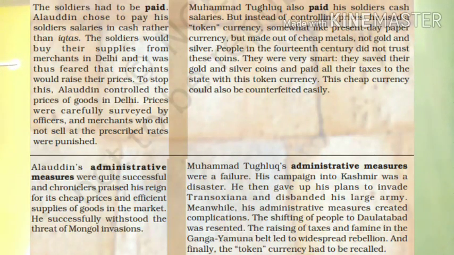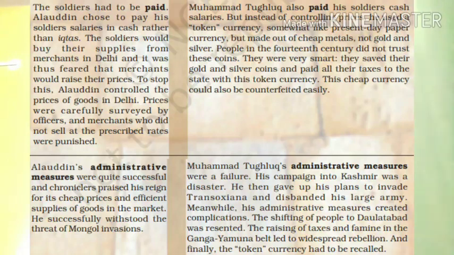People in the 14th century did not trust these coins. They were very smart. They saved their gold and silver coins and paid all the taxes to the state with this copper coin, with this token currency. And also, to the disadvantage of Muhammad bin Tughlaq, this cheap currency, this copper coin, could be forged, and fake coins could be made very easily. So, in order to save their gold and silver coins, people used to pay taxes with the copper coins, and in many situations, fake copper coins. So a large number of fake coins actually filled the treasury of Muhammad bin Tughlaq.